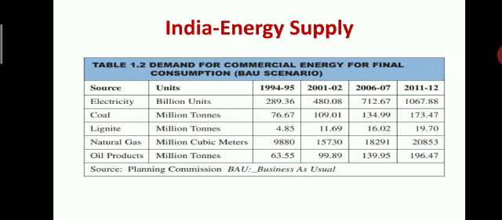So electricity, coal, lignite, natural gas, oil products, these are the sources that are used in India for production of electricity. Its billion units are given from the year 1994-95 up to 2011-12. In 2011-12 electricity generation was 1067.88 billion units. After that the other figures are also in front of you for coal, lignite, natural gas and oil products. Thank you very much.